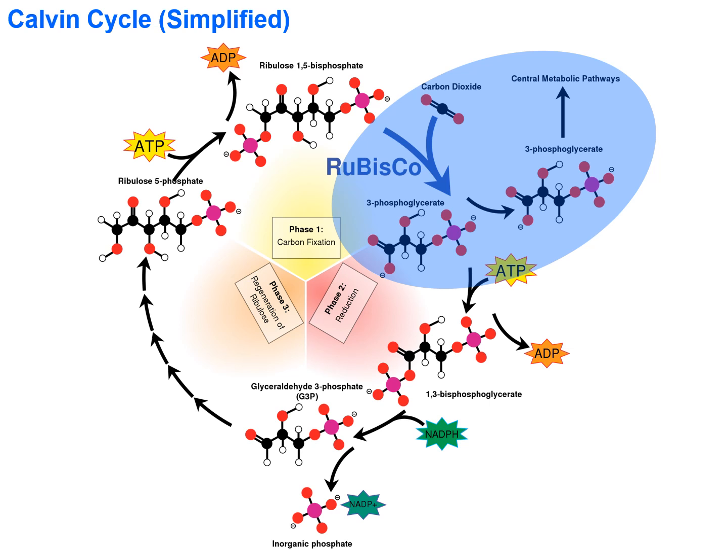Rubisco is the most commonly occurring enzyme on Earth. It works by utilizing carbon dioxide molecules to break RuBP apart into 3-phosphoglycerate. Some of the created 3-phosphoglycerate is diverted into other central metabolic pathways, whilst the other part stays within the cycle.